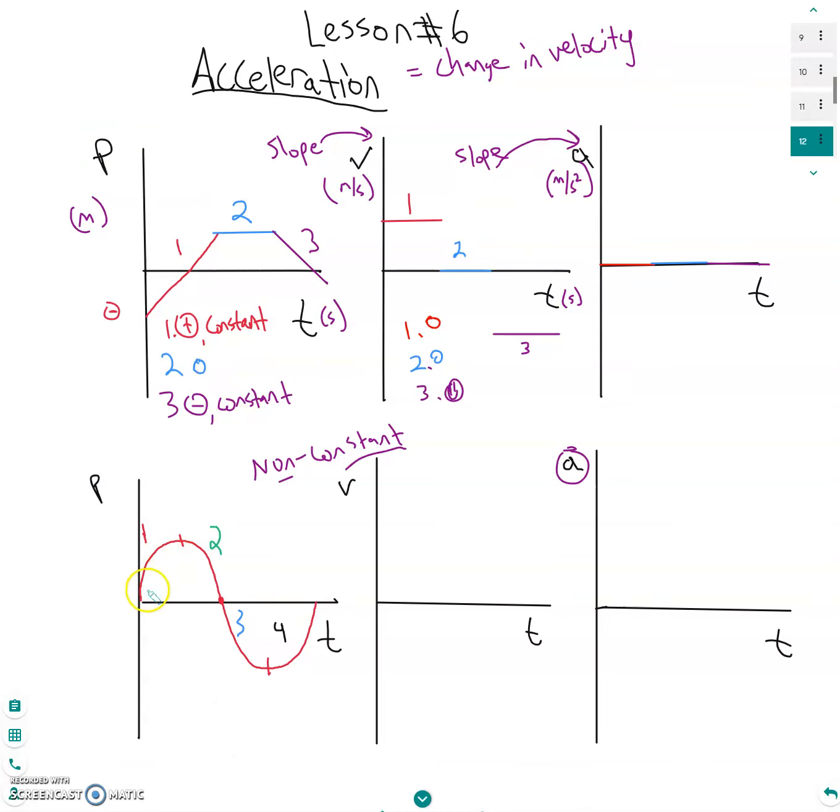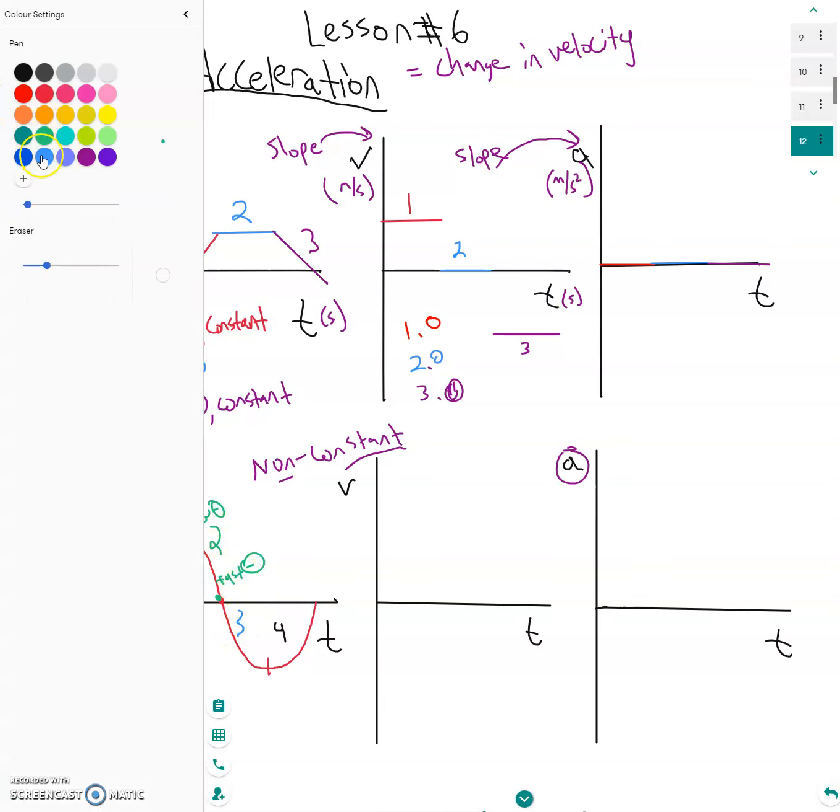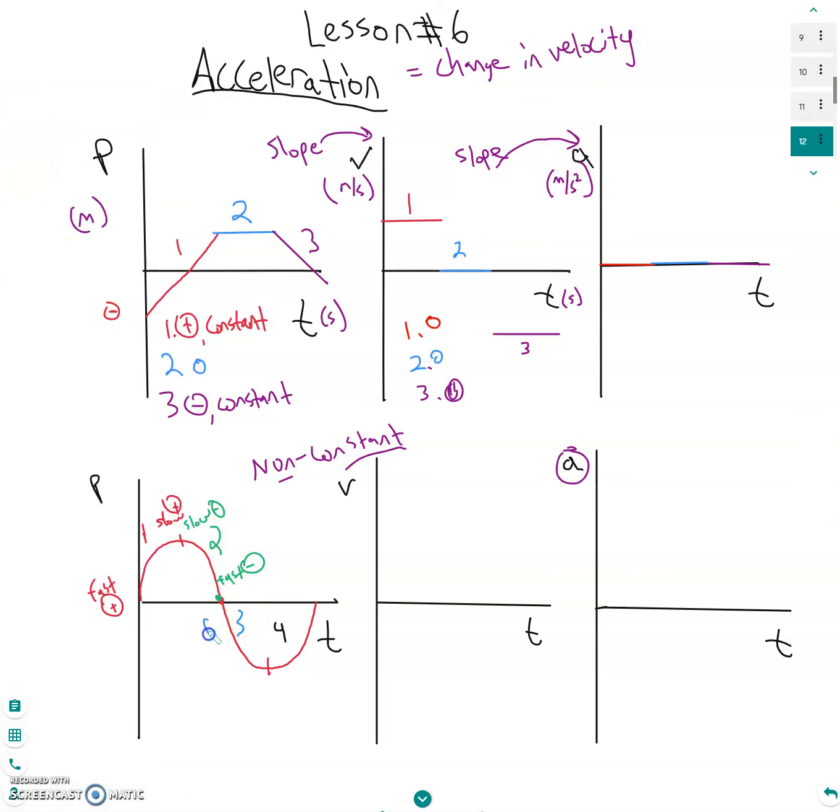So starting here, it's very steep and positive, right? So we start at fast positive, and then we're going to end up at slow positive. Then if we switch over to green here, we're starting at slow negative, or basically 0. And by the time we get to this point right here, we're going to be fast negative, right? Then if we switch over to number 3, we're still fast negative, and then we get slow negative.